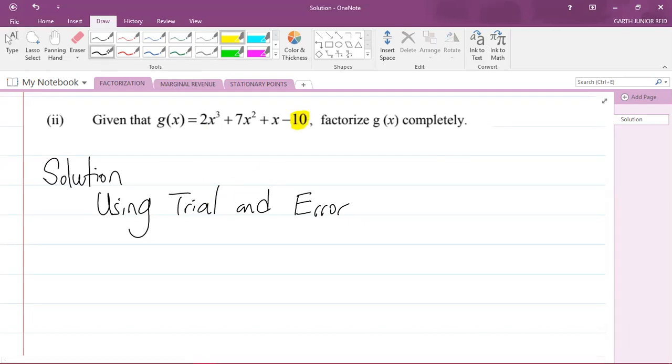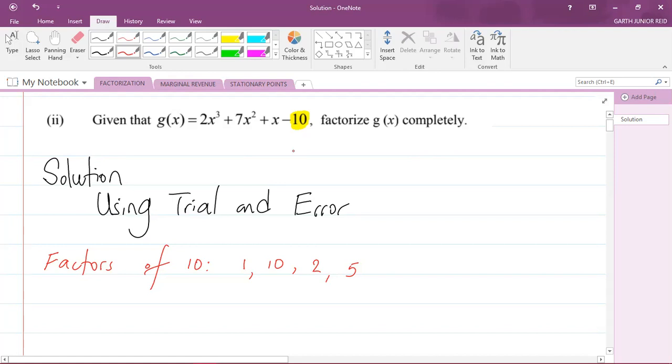Look at the constant at the end there. That's 10, and we're going to focus on the factors of 10. Of course, the factors of 10 are 1 and 10, 2 and 5. Those are our factors.